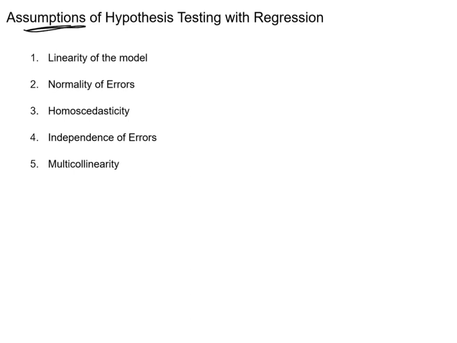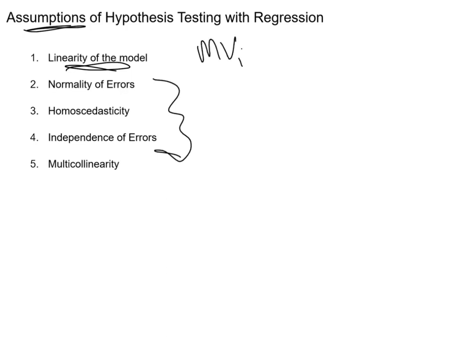I want to just very quickly talk through some of the assumptions that are built into hypothesis testing with regression, and then in later classes we can investigate these a little bit more formally. Number one, linearity of the model. We can investigate: is our model actually a linear model, or would other specifications of it look a little bit better? The other things that we can investigate, three of them, are all related to the error term.